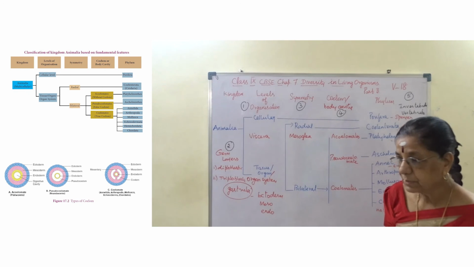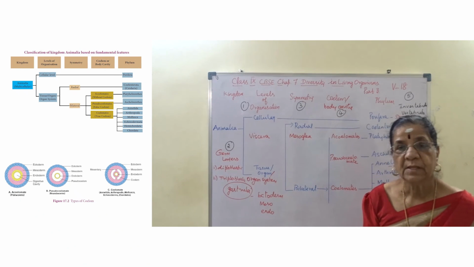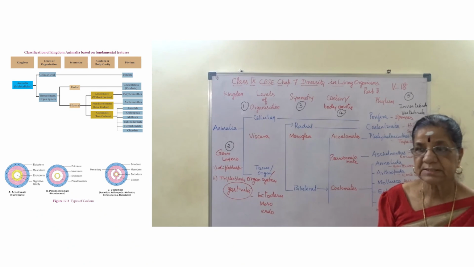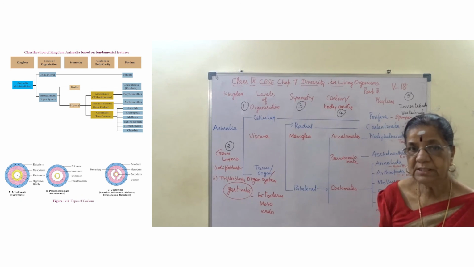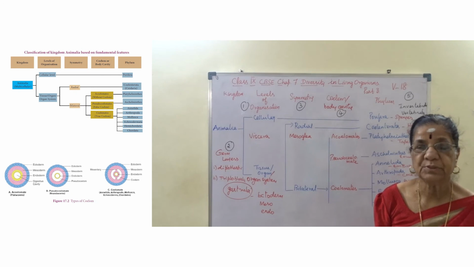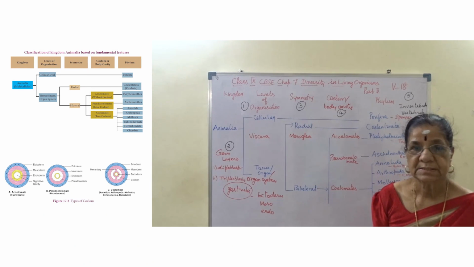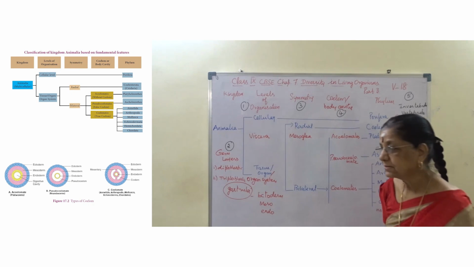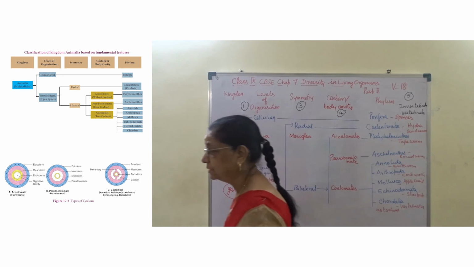What is the type of symmetry? It is radial symmetry. What is the type of germ layer? It is a diploblastic animal. What is mesoglea? Mesoglea is a non-cellular jelly-like tissue present between the ectoderm and endoderm in phylum Coelenterata. I hope you understand. So this is for classification. The first two phyla we have now discussed.